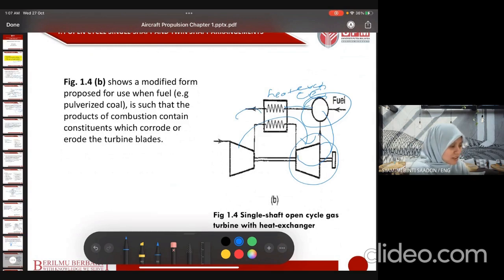So this cycle is used, maybe we can use this type of single shaft open cycle gas turbine if we want to get rid of this product of combustion.